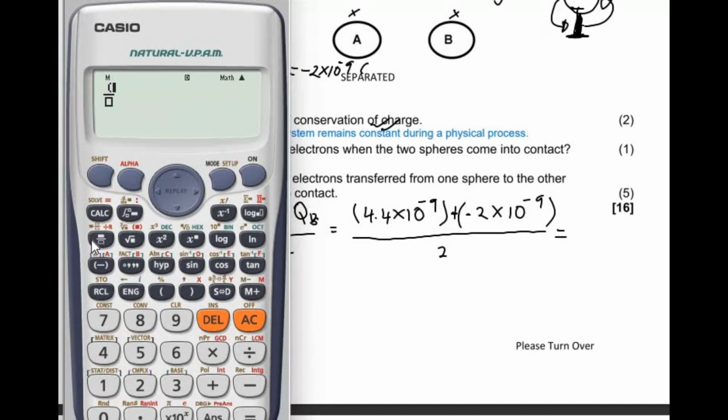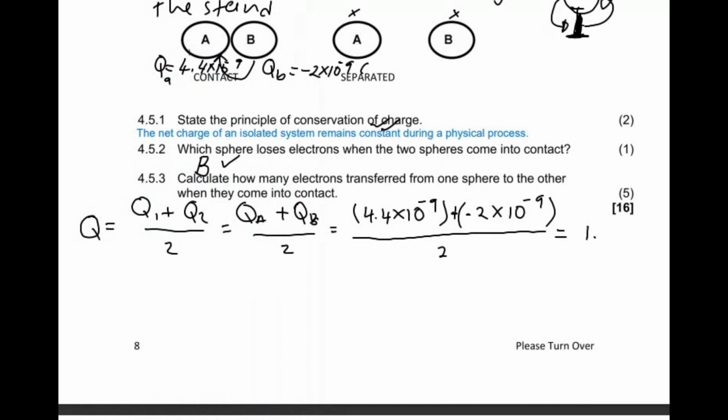So we have 4.4 multiplied by 10 raised to the power of minus 9, minus 2 multiplied by 10 raised to the power of minus 9, and that whole thing we divided by 2. And we see that we calculate that the charge on each sphere after touching equals 1.2 multiplied by 10 raised to the power of minus 9 coulomb.